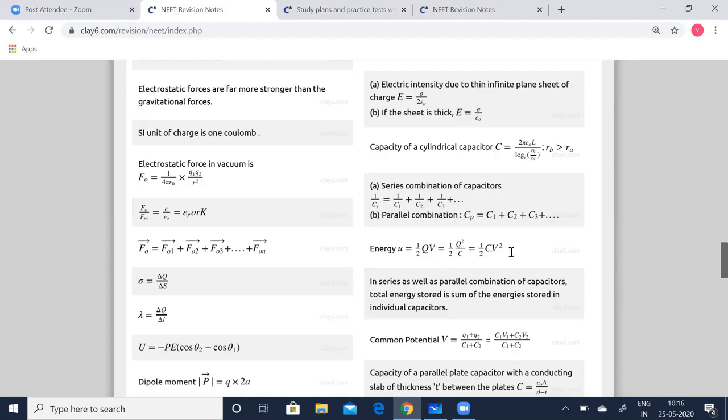So analyze the problem, look into the data given, make sure of the data, and then apply the formula. You have three formulas now. One is half QV, the other one is half Q squared by C, the third one is half CV squared. All represent the energy. So look into the data and then be sure of which formula you're going to apply.